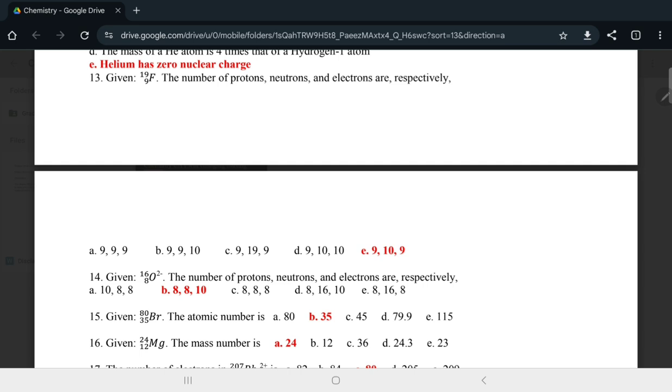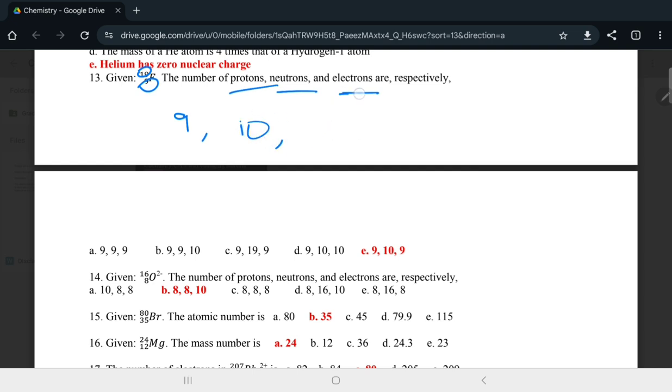Given the isotope of this atom, fluorine, give the number of protons, neutrons, and electrons. Protons is the atomic number, which is 9. Neutrons is the mass number, which is 19 on the top, minus the atomic number, or minus the protons, which is 9. And the answer you will get is 10.